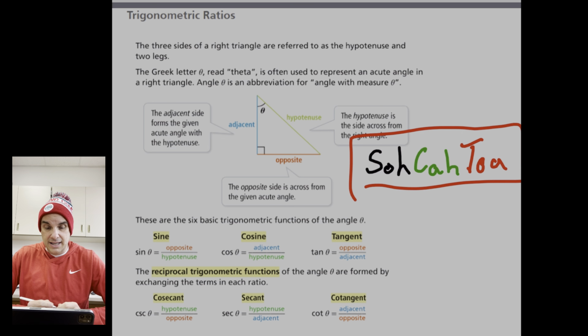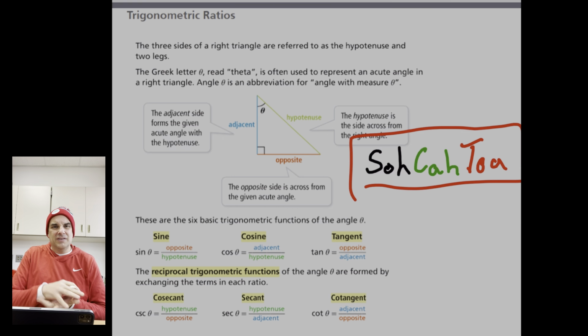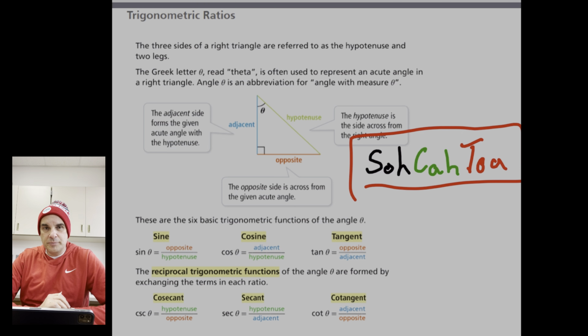Okay, so those are the ones that you're relatively familiar with. The three that you are not, these are the reciprocal trigonometric functions of angle theta. And they're really formed by just taking the reciprocals of your other ones. So there's the cosecant, CSC. The cosecant is the hypotenuse over the opposite, so it's the reciprocal of the sine. The secant of theta is the hypotenuse over the adjacent, so it's the reciprocal of the cosine. And cotangent, the one that makes sense, is the reciprocal of the tangent, so it's adjacent over opposite.